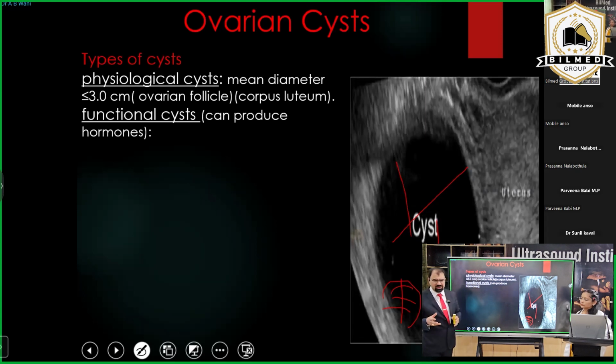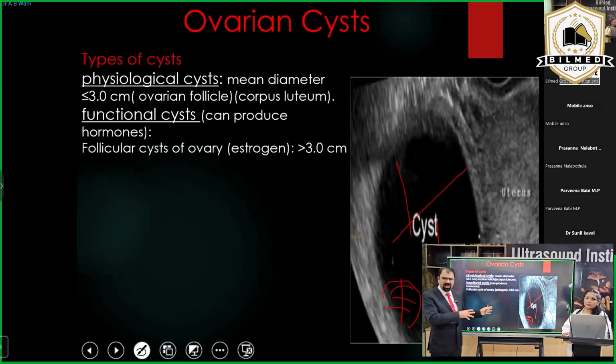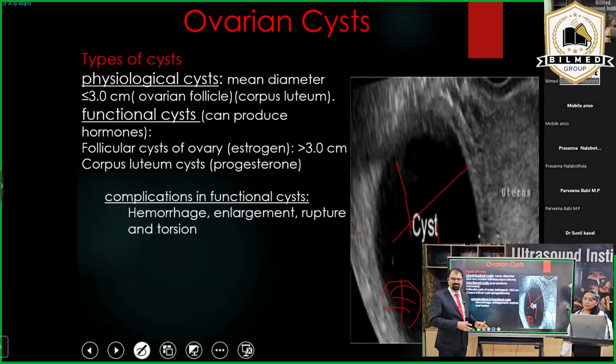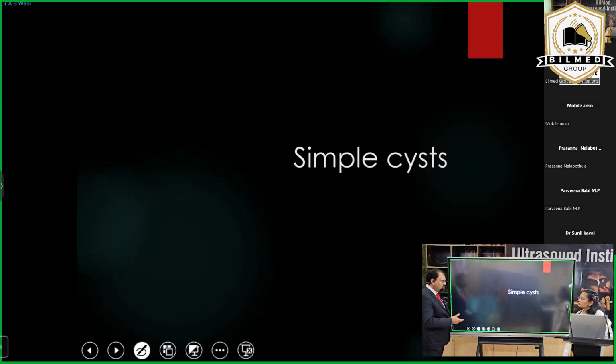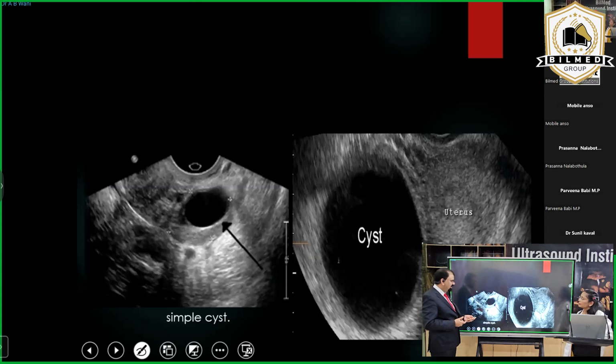I want to make a red note that we are right now not taking a class. This is not a class but a panel discussion type. So first is the simple cyst. A simple cyst has to meet criteria. You cannot label each and every cyst as a simple cyst. That is the point.